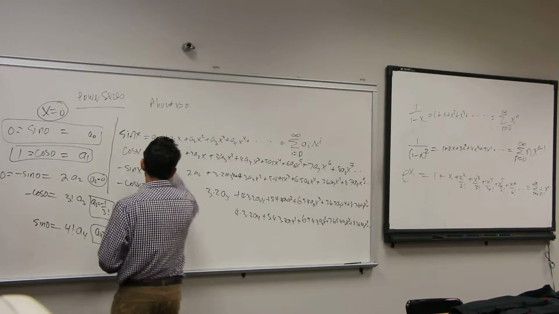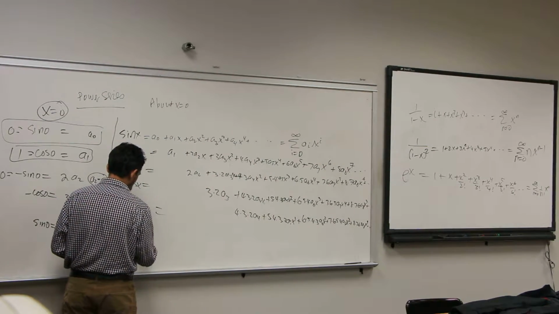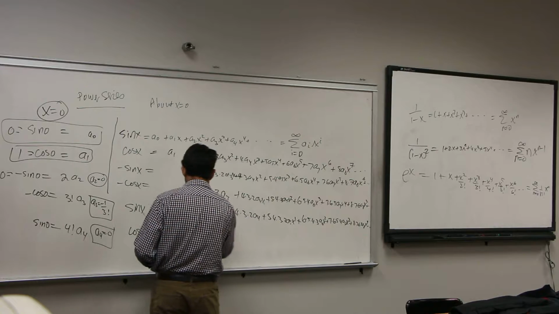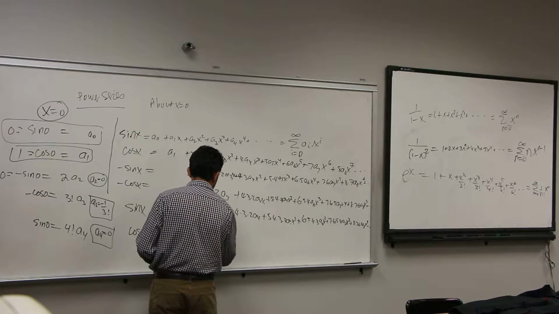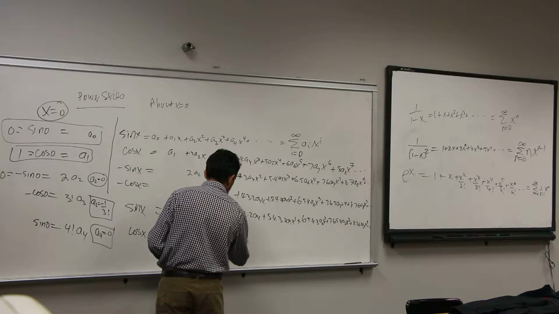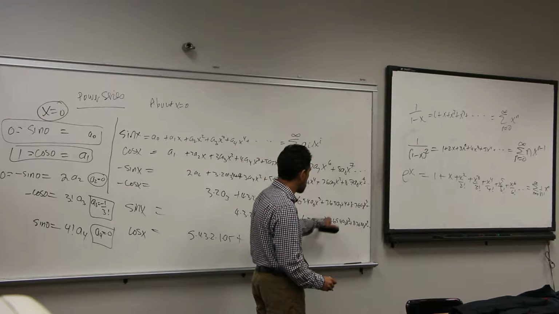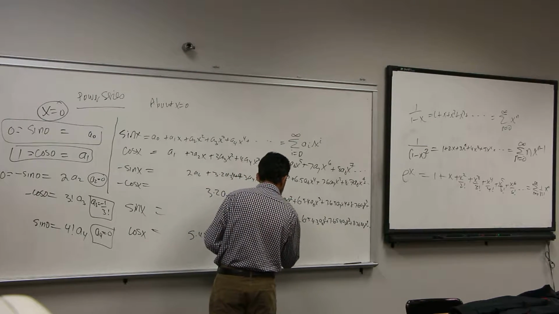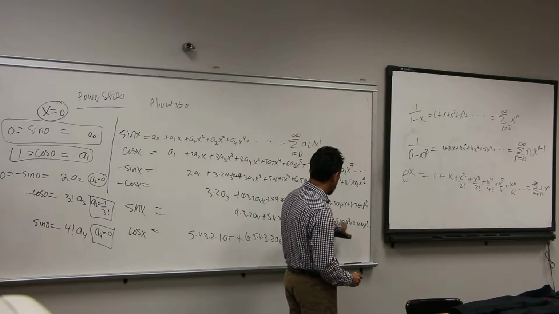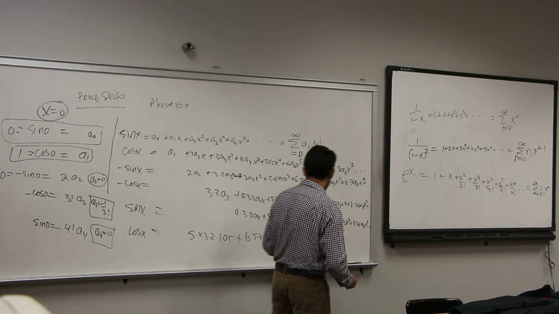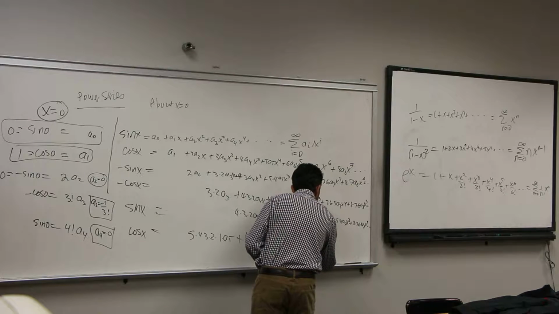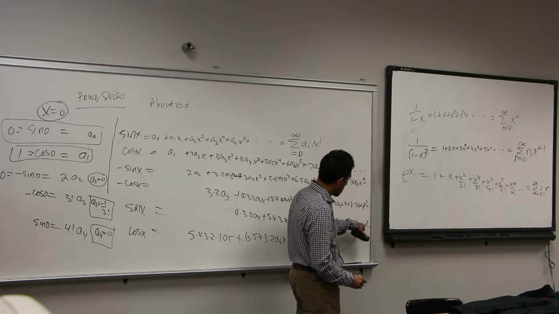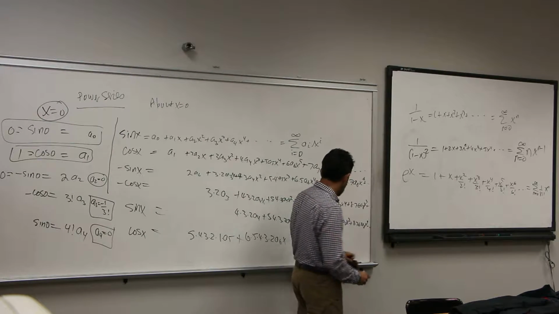Let's keep going. I'm going to differentiate this. 5 times 4 times 3 times 2 is 5, a5. Plus 6 times 5 times 4 times 3 times 2 is 6, a6 x. Plus 7 times 6 times 5 times 4 times 3 is 7, a7 x squared. Plus 8 times 7 times 6 times 5 times 4 is 8, a8 x cubed.